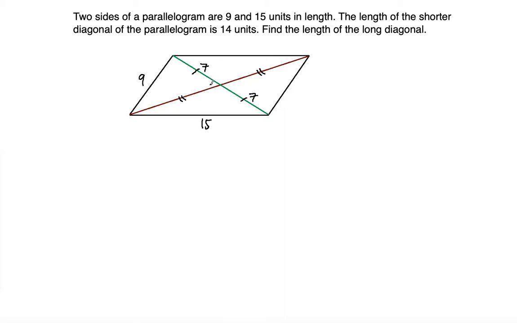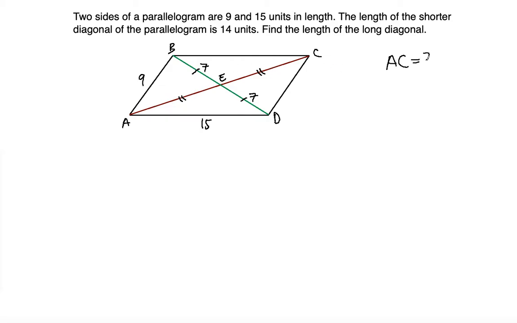We need to find the length of the long diagonal, the total of these two. If we find one of these, because the two of them are equal, we can find both by multiplying the result by 2. So how do we find this side? We can label this A, B, C, D. How do we find AE? Because if we find AE, multiplying by twice gives us AC.